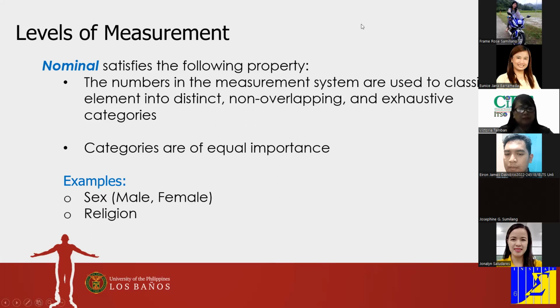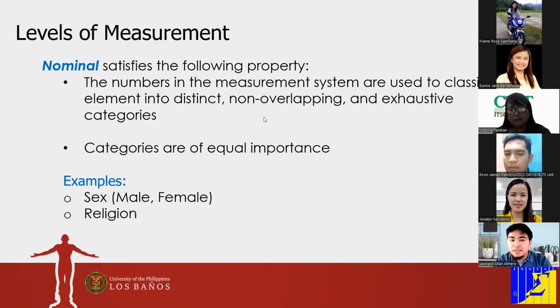So maybe our participants can also use the chat panel po, use the chat panel to give me more examples of nominal level. Baka po may naiisip pa kayo. Examples po na nominal level. Variables that you cannot put an order or you cannot put a ranking. Baka meron po kayo naiisip. Wala po mag-chat. Kailangan po ba magtawag ni sir?